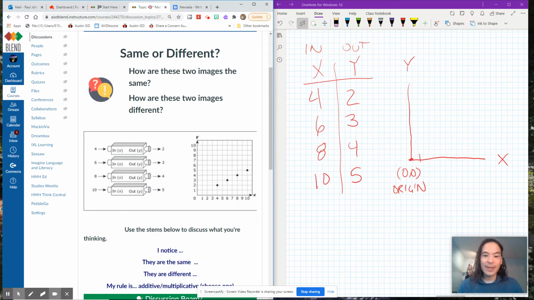You probably will never see this in fifth grade again. I have no idea why they're doing this right now, but if you're thinking about sixth grade, seventh grade, I would say that this problem is a little bit sixth grady to me. All right, so let's take a look. So we have 4 and it turns into 2, 6 it turns into 3, 8 it turns into 4, 10 it turns into 5.